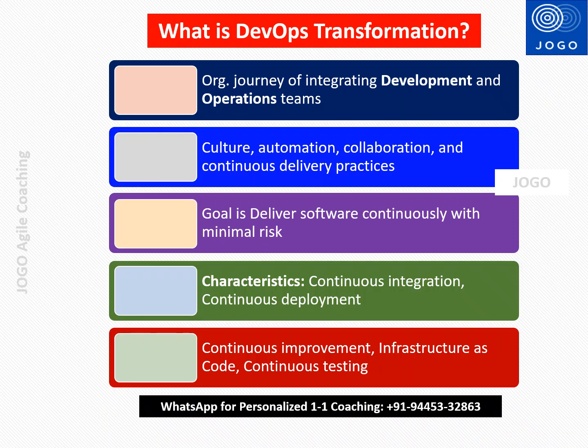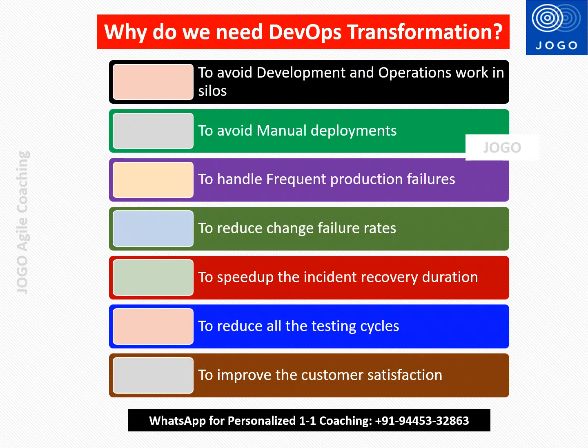The goal of the DevOps transformation is to deliver software continuously with minimal risk. The characteristics of the DevOps transformation are continuous integration and continuous deployment. We will have continuous improvement, infrastructure as code, and continuous testing. So we will have all these characteristics when we do the DevOps transformation. Hope this is clear.